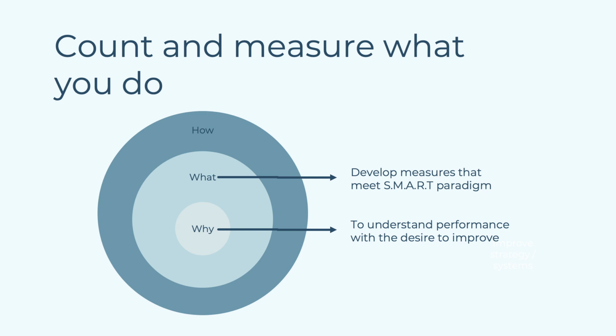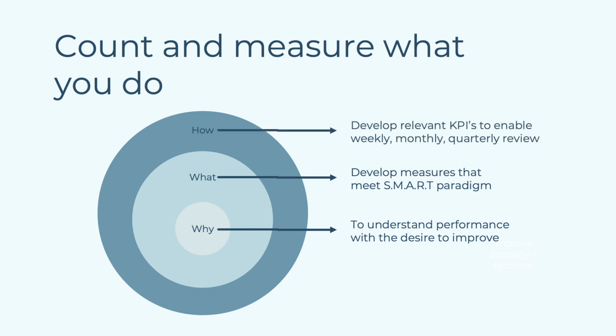The second circle talks about the what we do. And this is simply a matter of developing measures that meet the SMART objective paradigm. I'll go into the SMART objective paradigm in a moment to illustrate that further for you. The third area we need to look at is how we go about this. And we go about this by developing relevant KPIs that enable us to look at what our weekly, monthly, and quarterly measures are that we can then review. So that model may be helpful to you to understand conceptually why we're going about doing this.